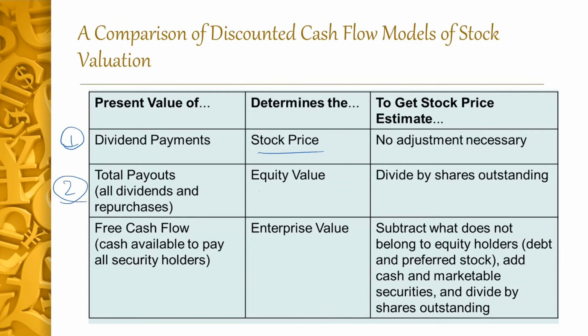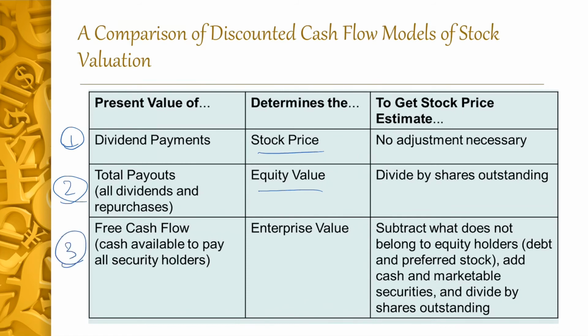Okay, so why did we need the total payout model? Because the dividend discount model did not account for share repurchases. So once we calculate the present value of all dividends and repurchases that the company would do in the future, we have calculated the equity value for the firm, and once we divide this number by the number of shares outstanding, we would get the stock price.